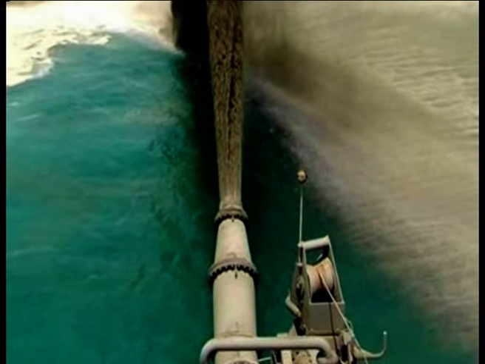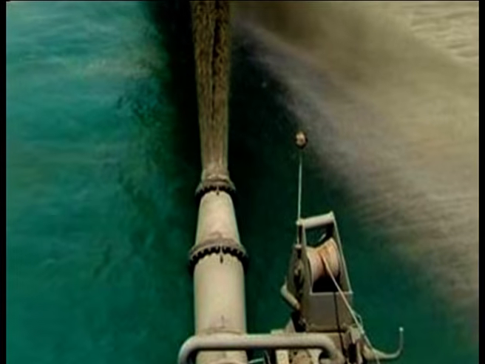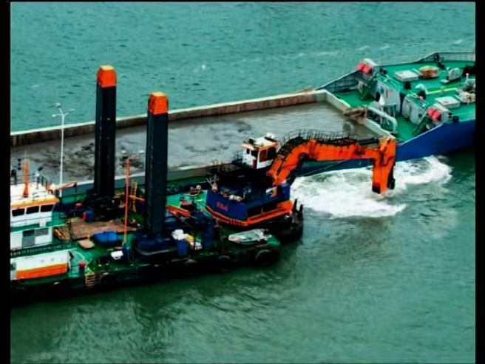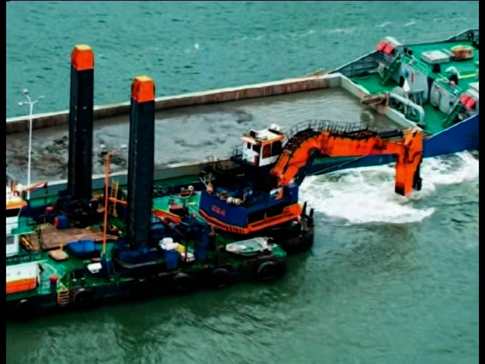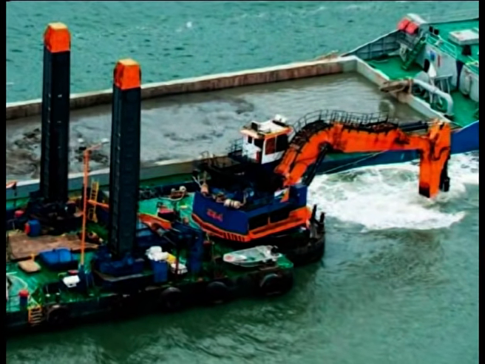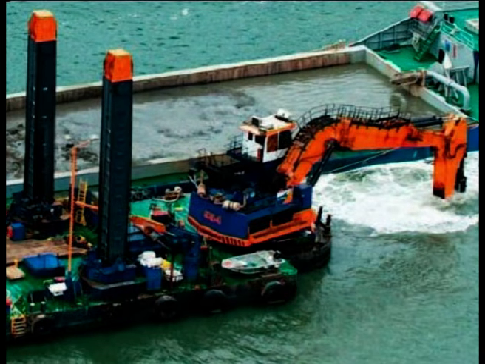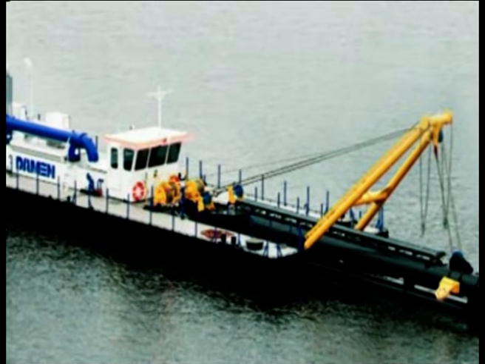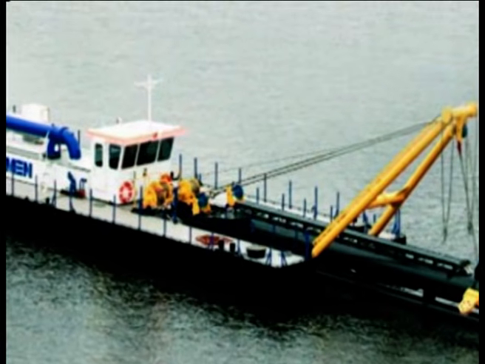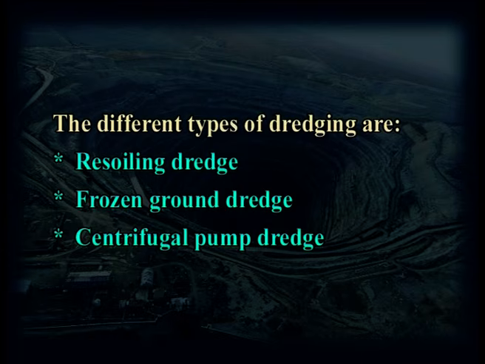Headlines or stay wires are used instead of spuds to keep the dredge anchored. Sometimes mechanical arrows delivering 60 strokes per minute are employed for loosening the mud. Some dredges are fitted with classifiers and jigs for recovering values. Trommel or revolving screen feeds into a classifier, where final concentration goes from the trommel to a jig. The different types of dredging are resoiling dredge, frozen ground dredge and centrifugal pump dredge.